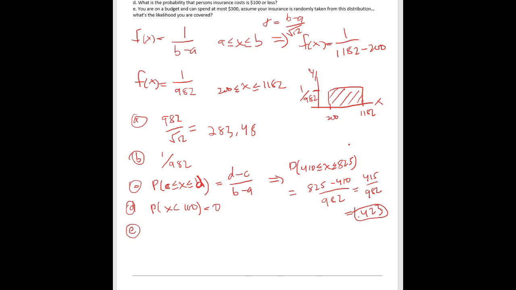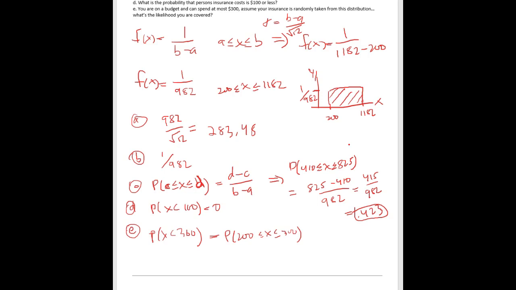All right. Then, you are on a budget and can spend at most $300. Assume your insurance is randomly taken from the distribution. What's the likelihood you are covered? Okay, that's just saying we can spend at most $300. So, given that we're working within the range, at most $300, we're looking for x less than 300, right? And then that's going to equal the bottom of the range, so 200 is less than x is less than 300.